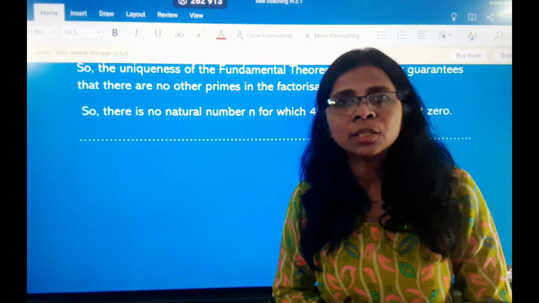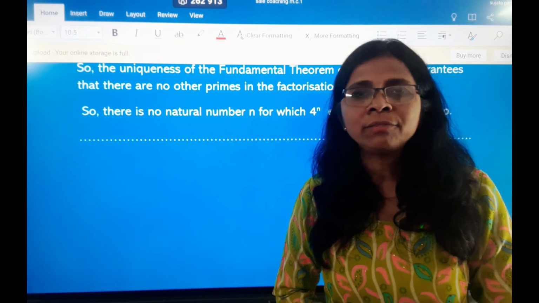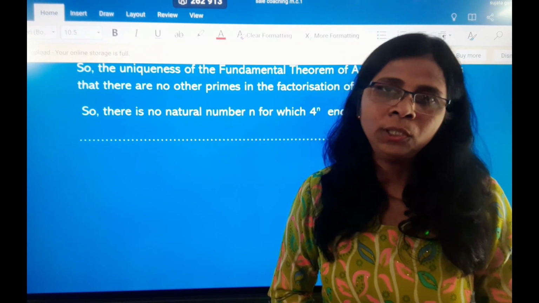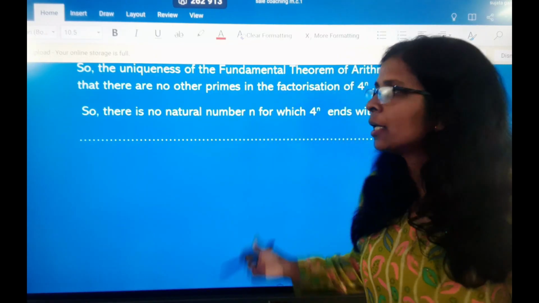सो तिथे कोणताही नॅचरल नंबर नाही आहे की त्याचा एंड 4n चा एंड हा काय होईल त्याच्या फॅक्टरचा एंड हा 0 ने होईल. ओके, समजला हा प्रॉब्लेम कसा आहे. आता आपण नेक्स्ट एक्झाम्पल कडे जाऊया.